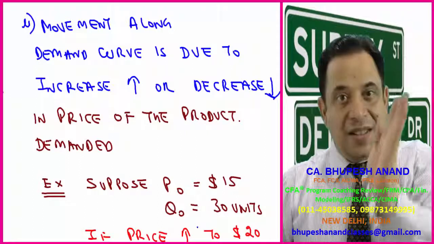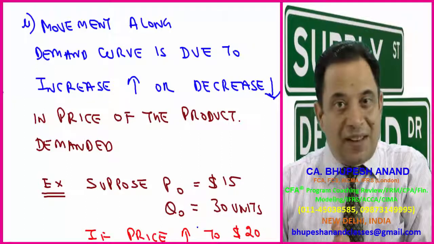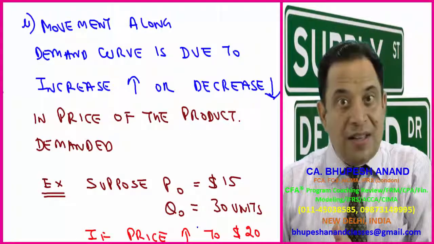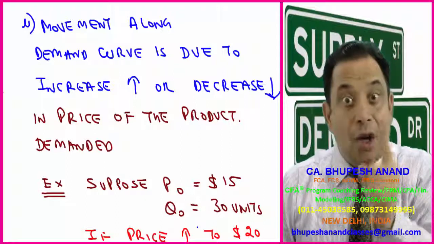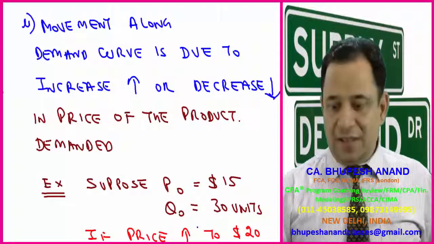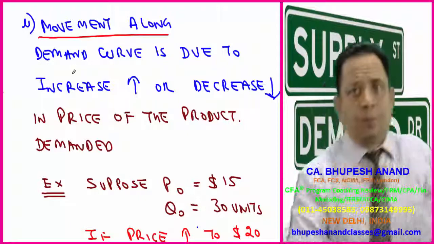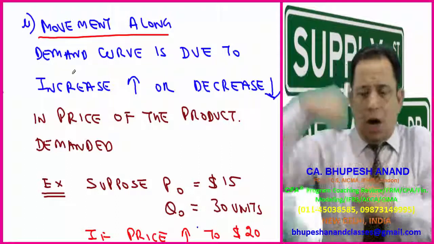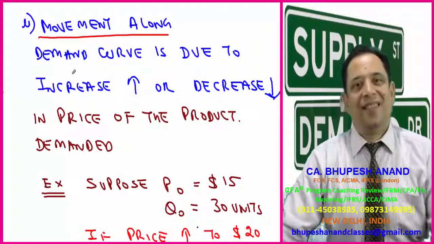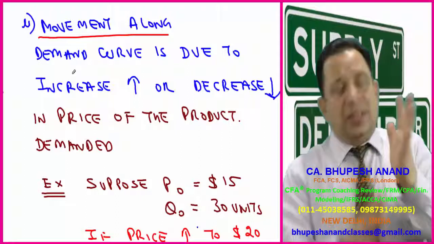And when the price decreases, again there is a negative relationship between quantity demanded and price. So the point is, we will move along the demand curve, and that is named as movement along the demand curve. Movement along the demand curve is due to an increase or decrease in the price of the product demanded. So if it is only due to price, then we will see that we are on the same demand curve.